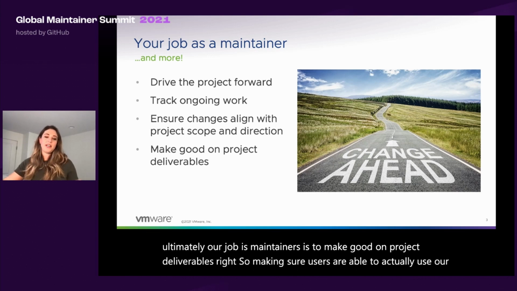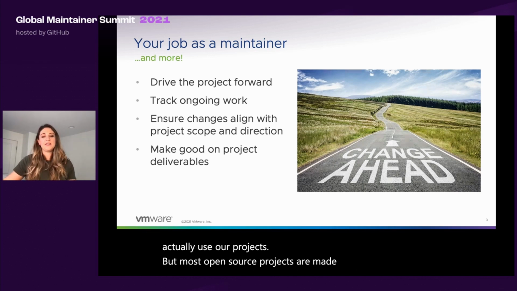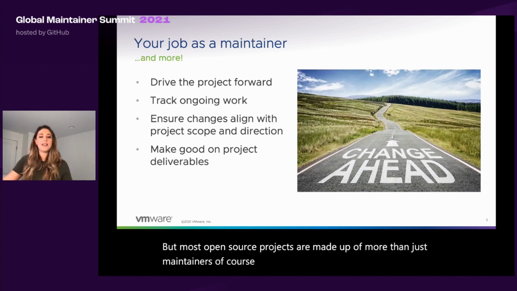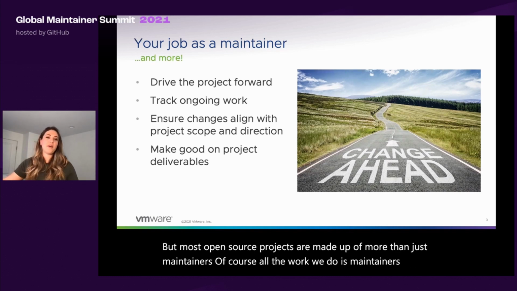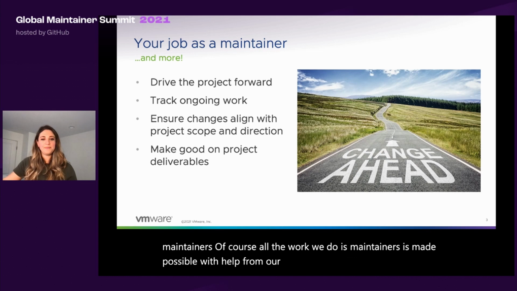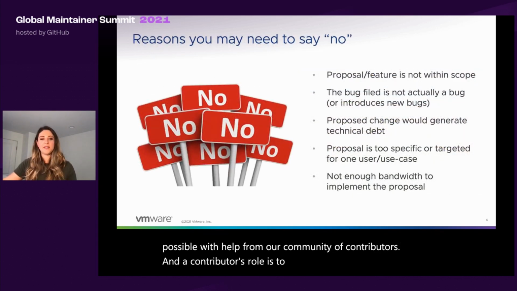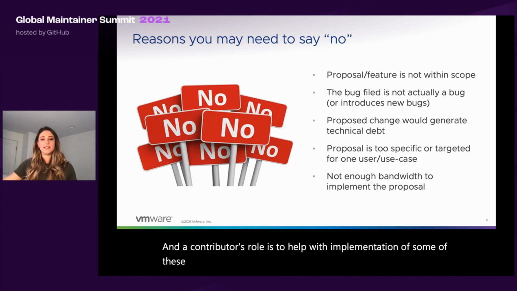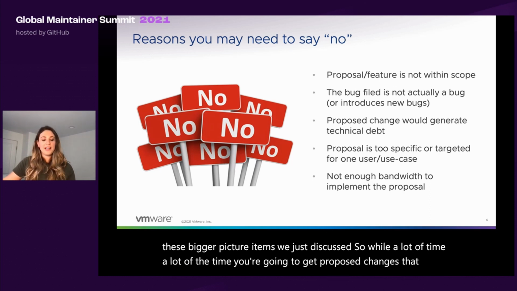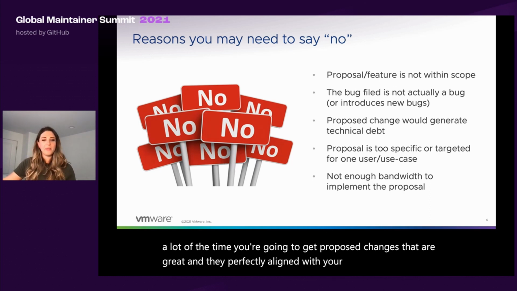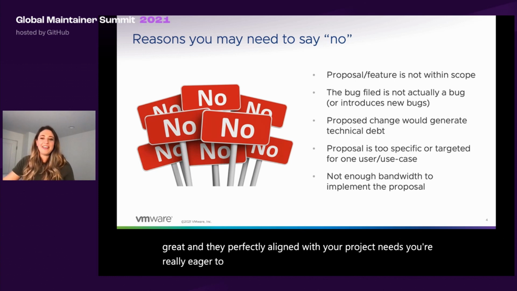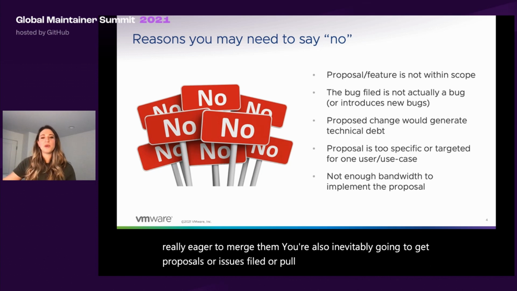But most open source projects are made up of more than just maintainers, of course. All the work we do as maintainers is made possible with help from our community of contributors. And a contributor's role is to help with implementation of some of these bigger picture items we just discussed. So while a lot of the time you're going to get proposed changes that are great and perfectly align with your project needs, you're really eager to merge them, you're also inevitably going to get proposals or issues filed or pull requests opened that you don't agree with, right?